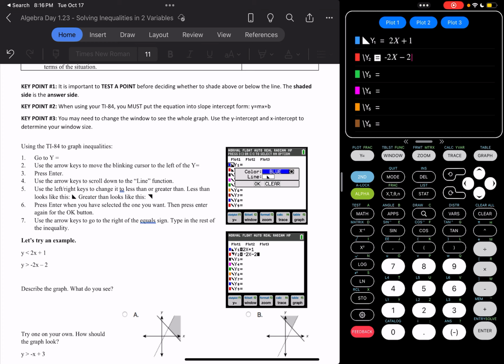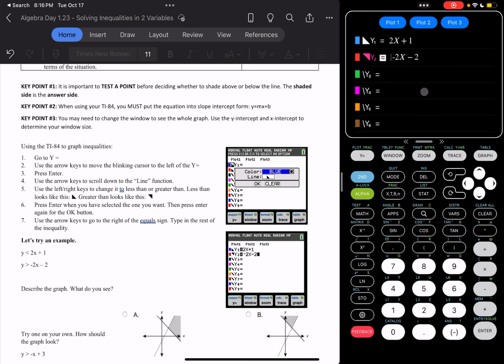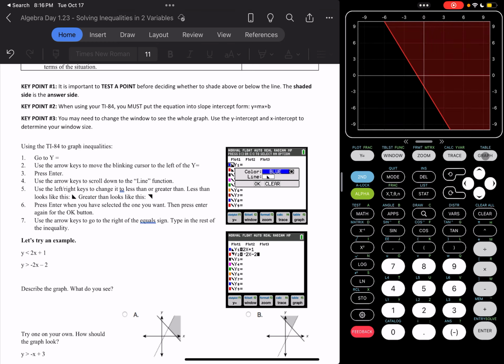All right. And then I'm going to go all the way over and hit enter and change this to greater than, which is going to be, I went past it. There we go. The upwards triangle. So the triangle that looks kind of like a greater than sign is going to be like this. And then we're going to press graph.